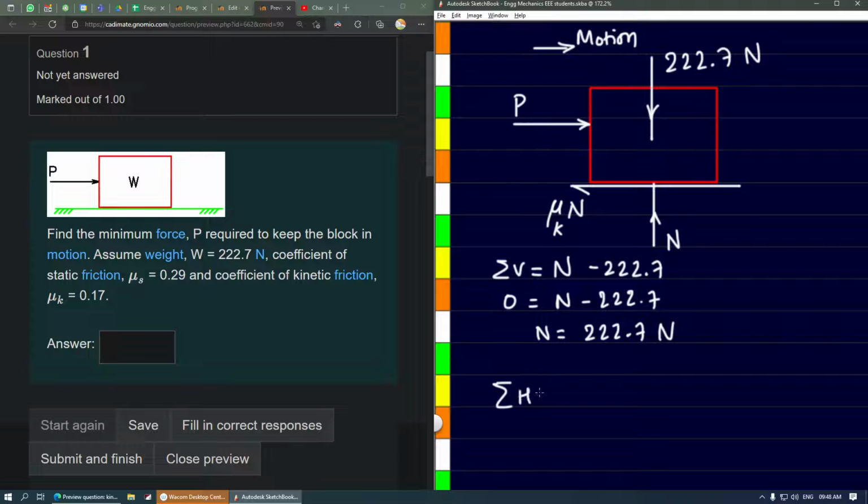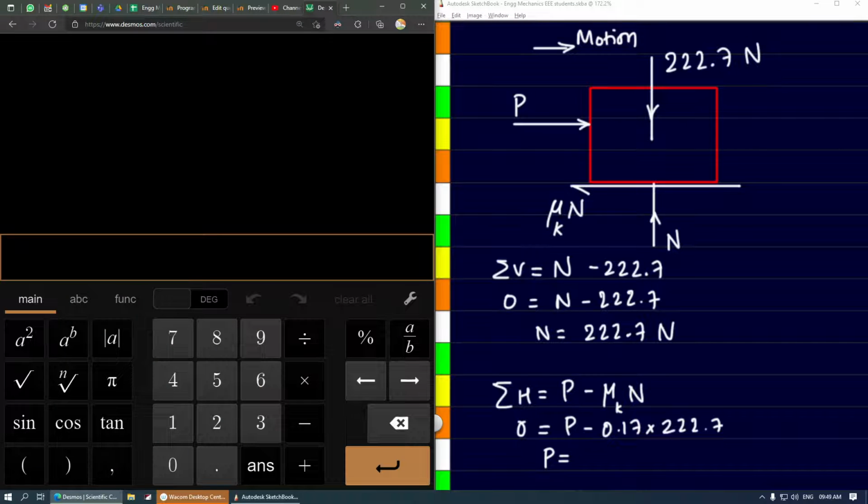Coming to the horizontal summation, we have the P force which is acting to the right side and mu k N that is acting towards left. Total has to be 0. P value is not known. Mu k value in the question has been given as 0.17. N value we just now calculated. So let's go ahead and calculate it. Here I have my calculator, 0.17 times 222.7. So that's the result we want.